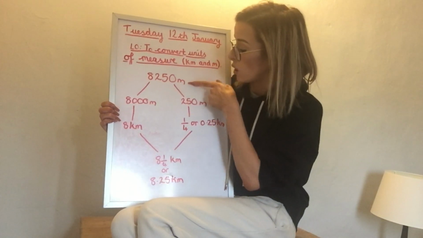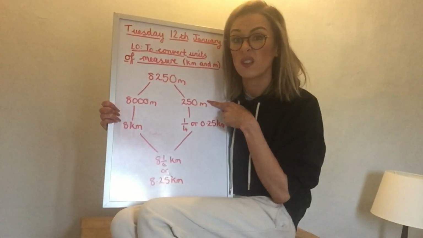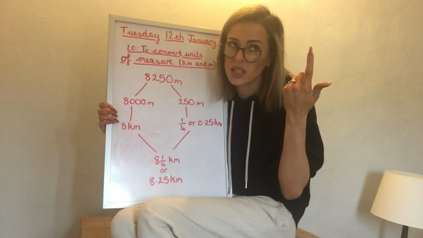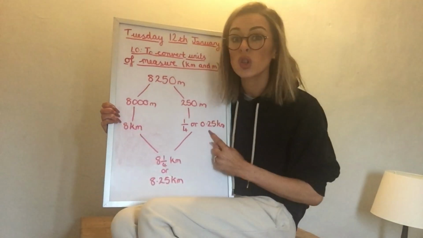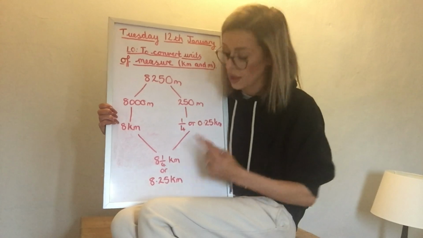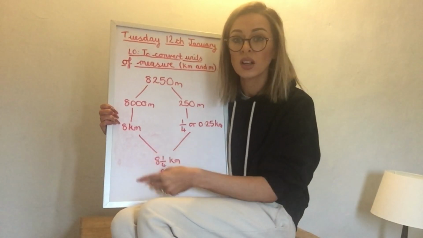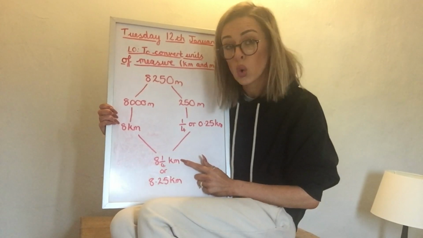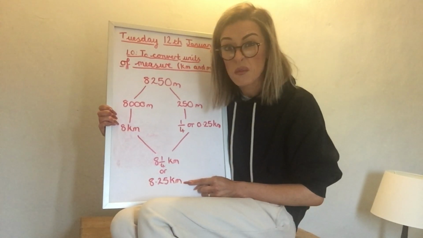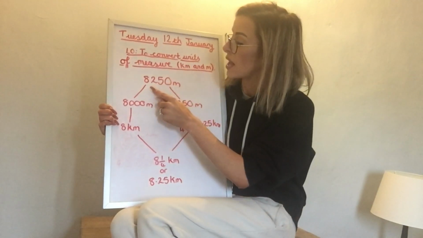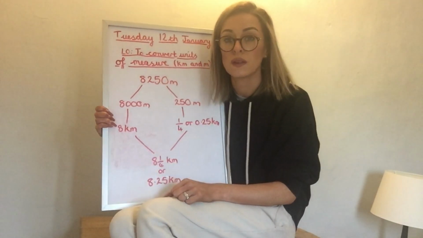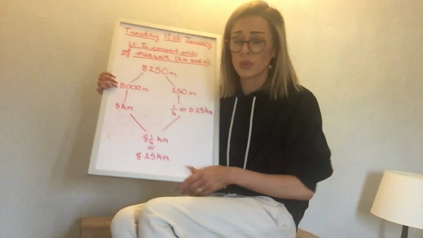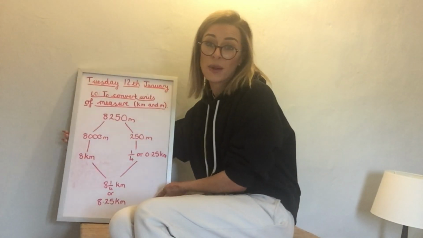And I also know that my 250, well, that's just like the question before. And that was half a kilometre, but this is 1/4 of a kilometre. And then when I add them back together, you can see that 8 1/4 kilometres, or 8.25, is 8,250 metres. So we're going to do one more example together and then I'm going to give you some independent questions to do.